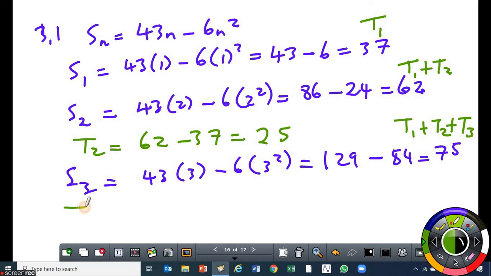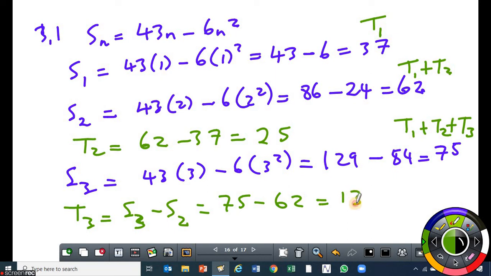So for me to get T3, it is going to be equal to S3 minus S2. So what is S3? 75. What is S2? It's going to be 62. And your answer will be 13. So I found all three terms now.